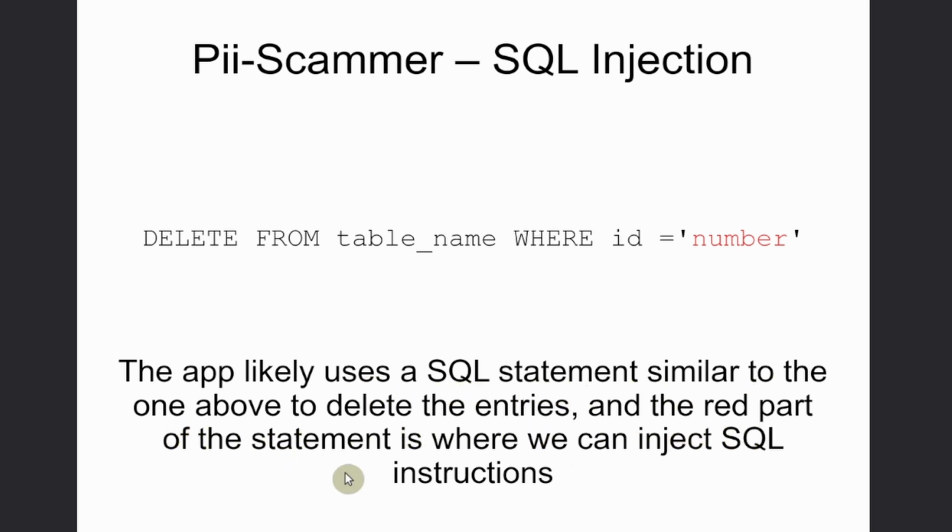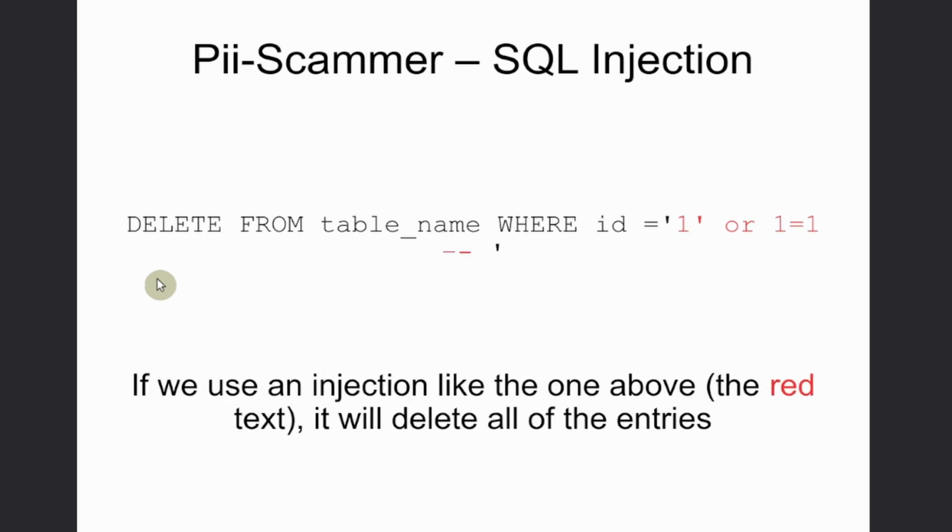And the red part of the statement is where we can inject SQL instructions. So we control this part right here. Delete from table name where ID equals number. So we can put in the number, so either 1 or 2 or whatever number.